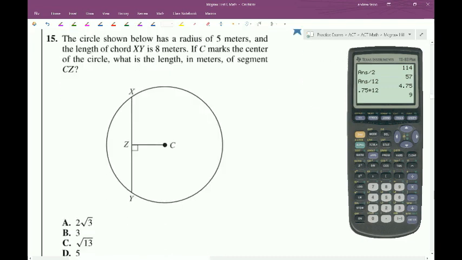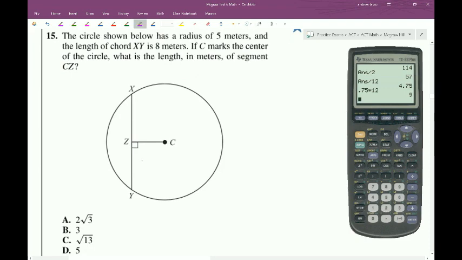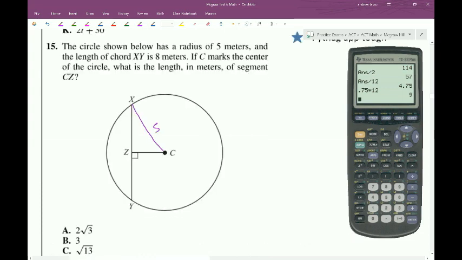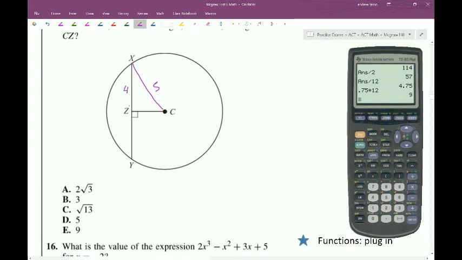The circle shown below has a radius of 5. Okay, so for example, this segment here would be 5. If C marks the center, what is the length of the segment CZ? Right, XY is 8, so this would be then 4. It would be half of 8. This would then be 3 via Pythagorean theorem, or 3, 4, 5 triangle. So CZ would just be 3.